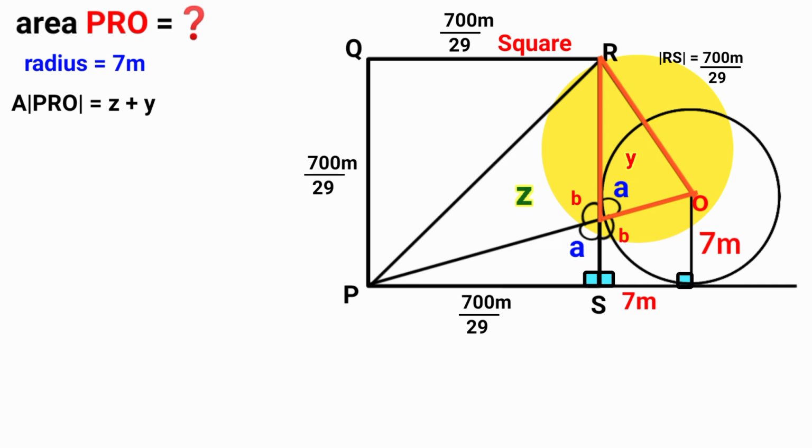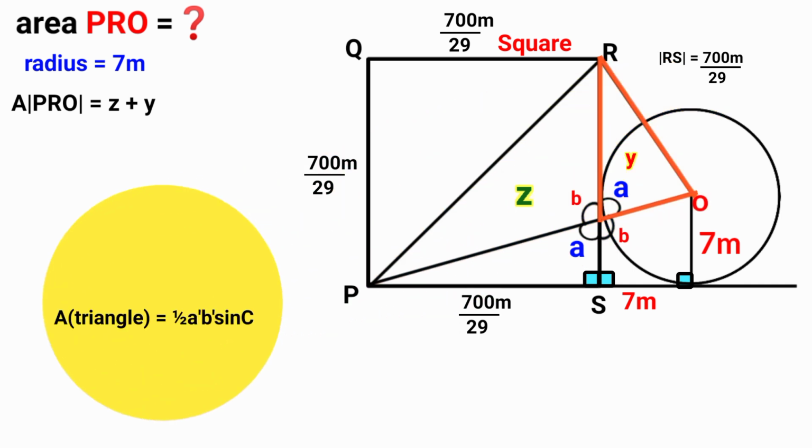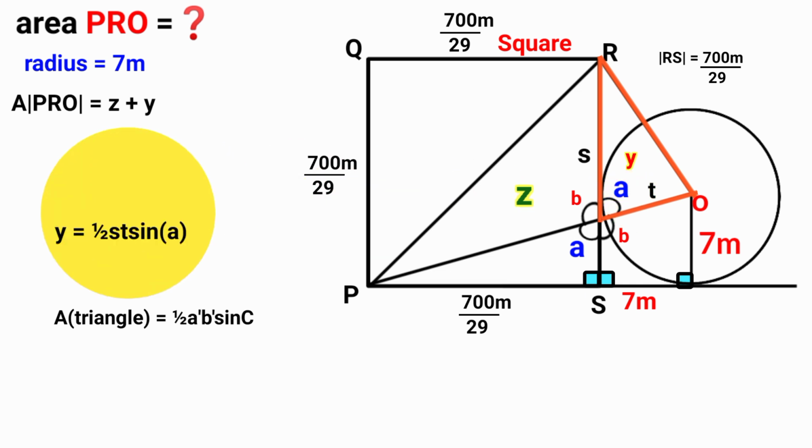One of the formulas for calculating the area of a triangle is half the product of the length of two of its sides multiplied by the sine ratio of the angle between them. That is, the area of this triangle can be calculated by half the product of the length of this side, say S, and this side, say T, multiplied by the sine ratio of this angle here. So Y equals 1 over 2 ST sine A.